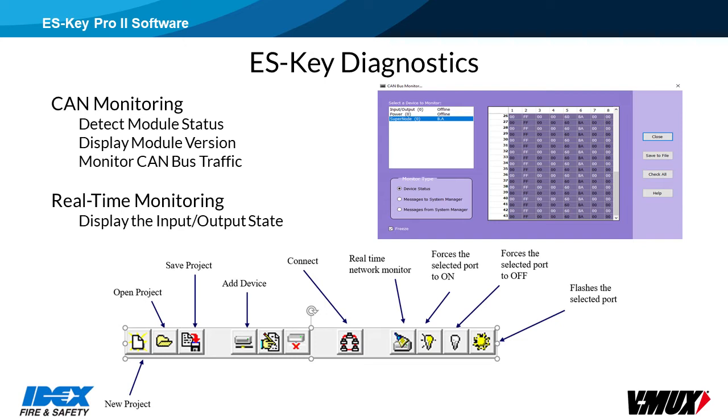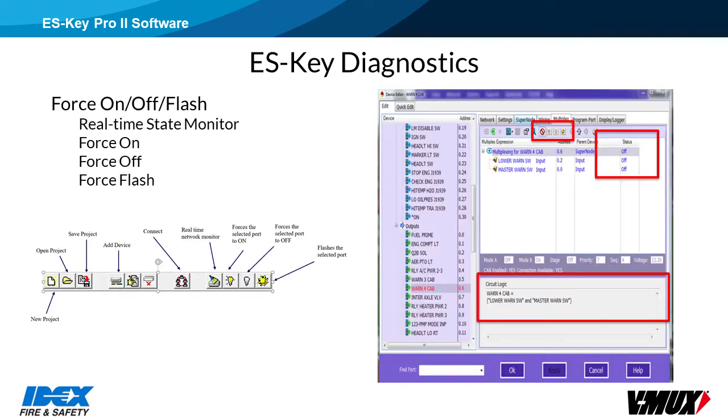The real-time monitoring is enabled by clicking on the Real-Time Network Monitor icon. When enabled, you can view the current state of the input or output. The selected input or output can be forced on, off or flash by clicking on the appropriate icon on the menu bar.